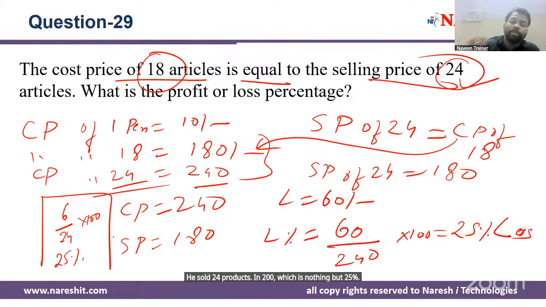How do you know loss or profit? If you bring 18, you sell 24, you have to sell extra. If you're selling extra means it's a loss only. One step answer.